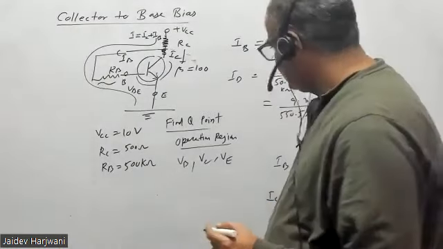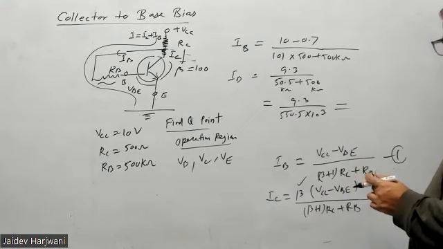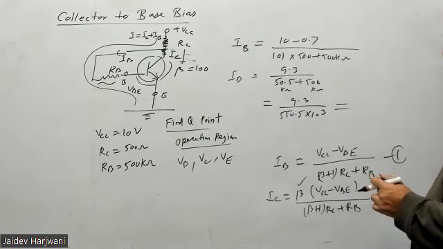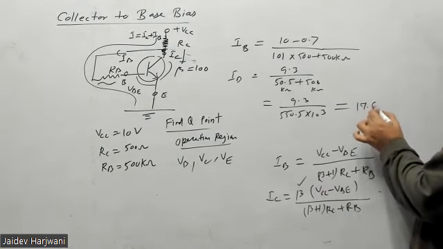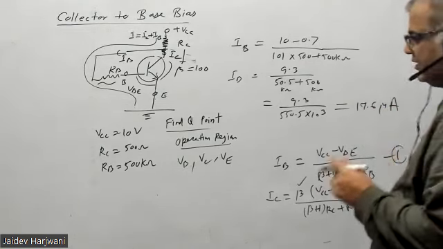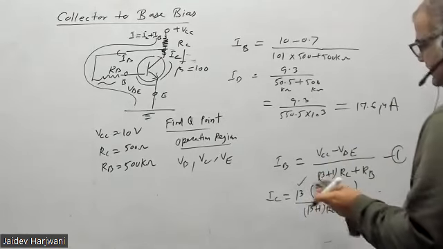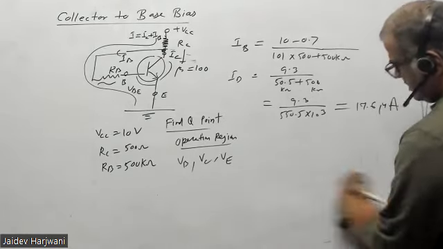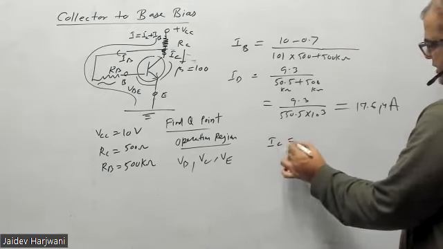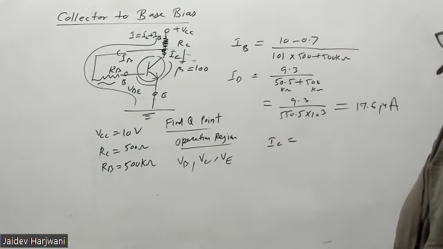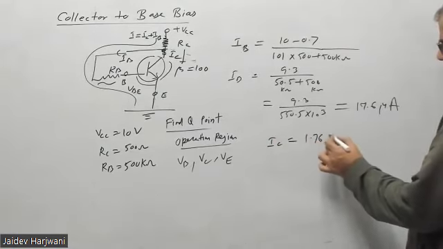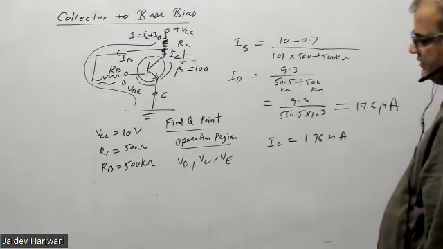Is it 17.6 or 1.76? Other student, please tell me. 17.6 is coming, microampere. 17.6 microampere. Okay, fine. Now how much will come for your IC? IC will be IB multiplied by 100, so 10 raised to power 4, so 1.76 milliampere. That is IC.